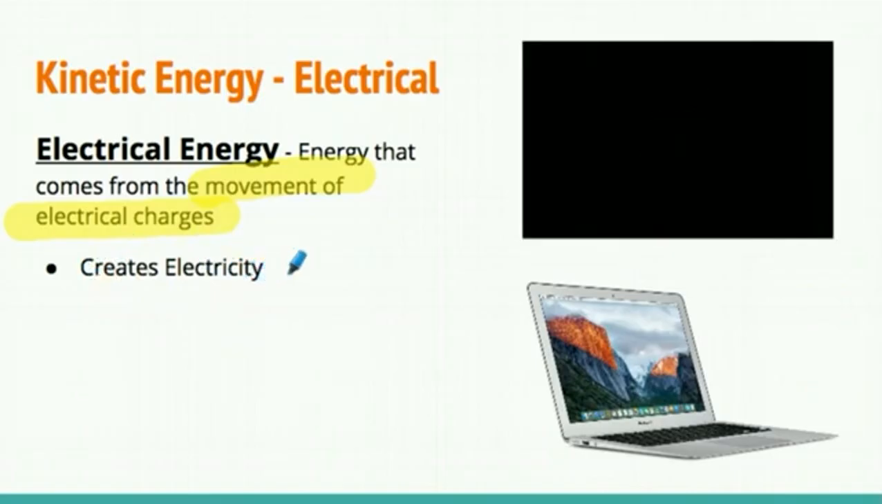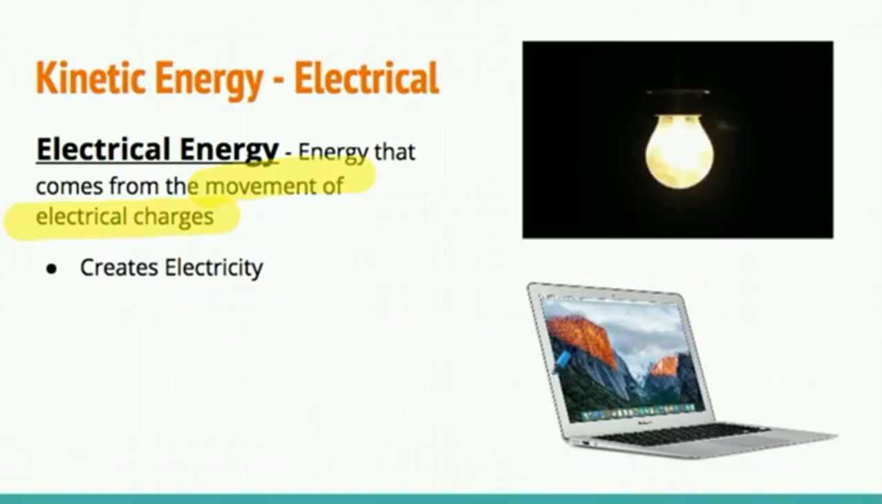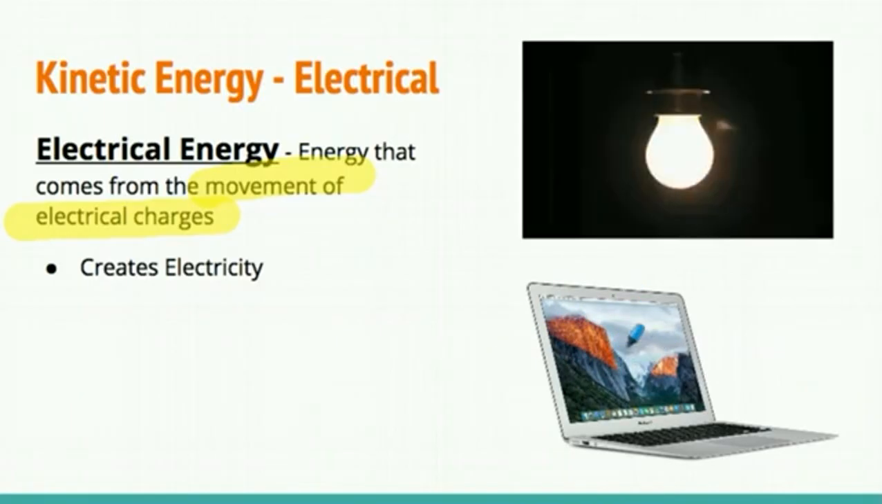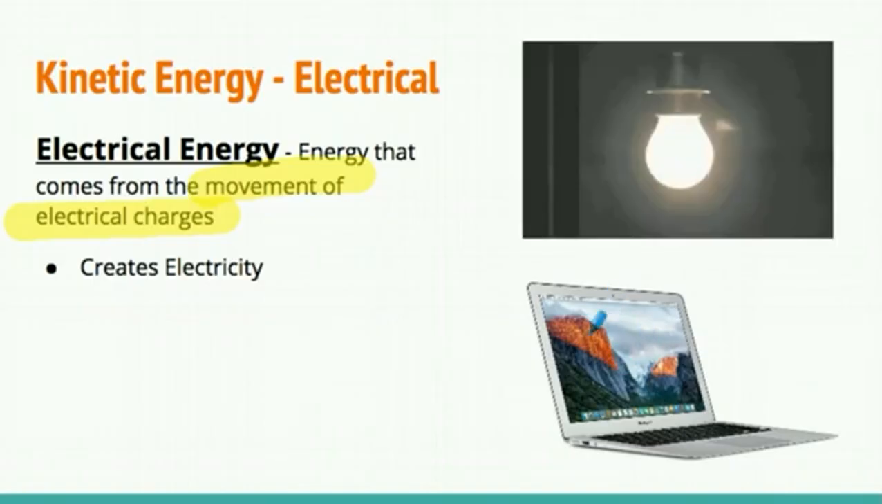This is how we get electricity. That's how we turn on a light bulb. That's how we turn on a computer. Now, this is a little different from chemical. I know that we learned that chemical is your battery. Electrical is what happens after you use the chemical energy.